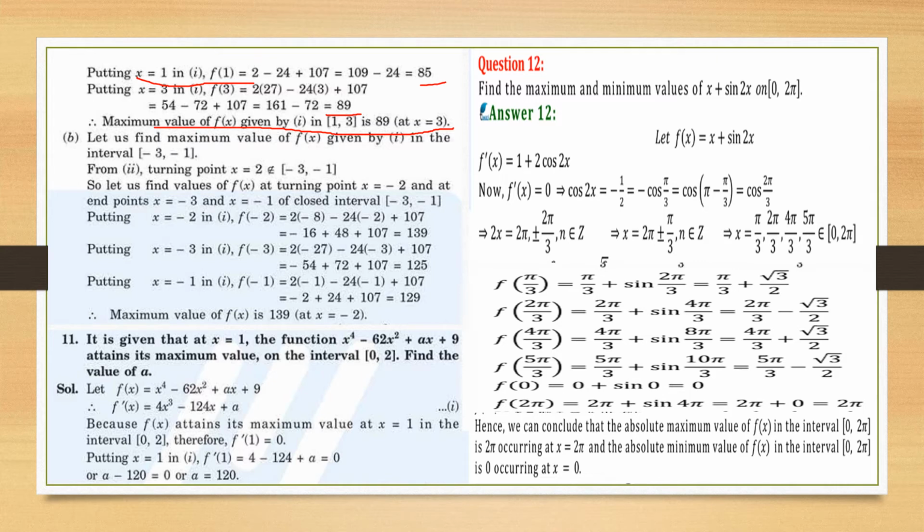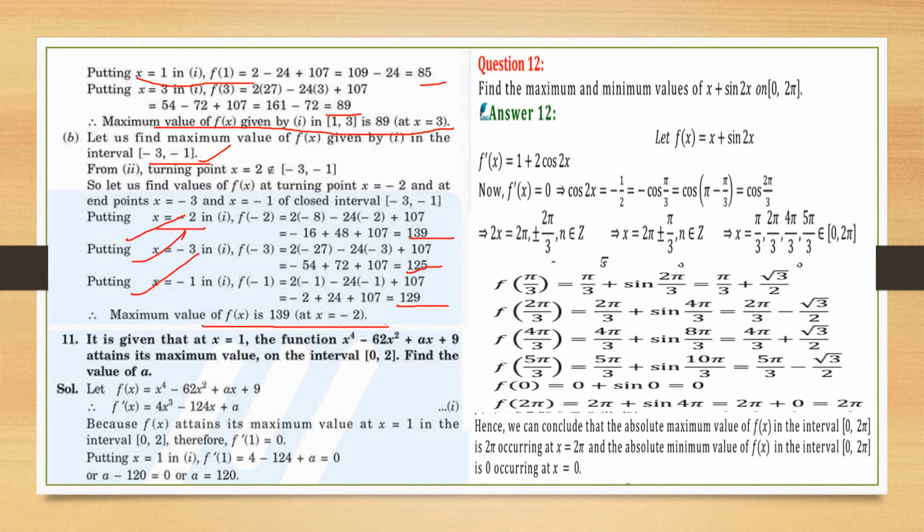When we find the maximum value in the interval minus 3 to minus 1, here minus 2 will satisfy this, as the other critical point, and x equal to 2 will not lie in it. So we will check the value of the function at x equal to minus 2, minus 3 and minus 1. We get the respective values 139, 125 and 129. Hence the maximum value is 139 at x equal to minus 2.